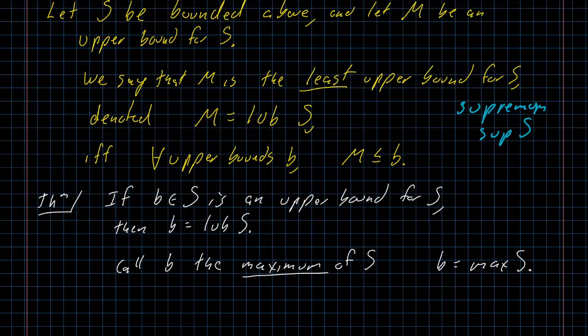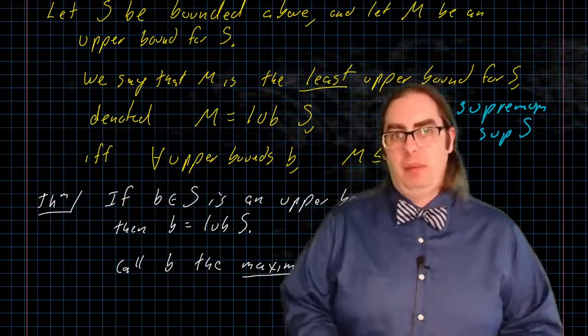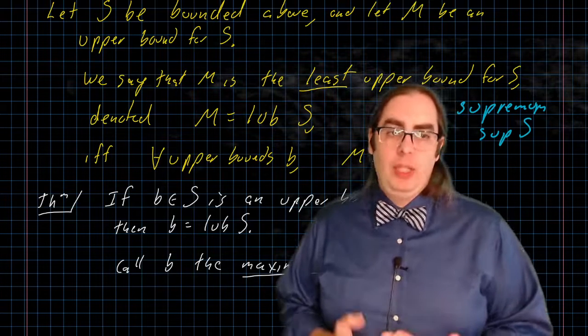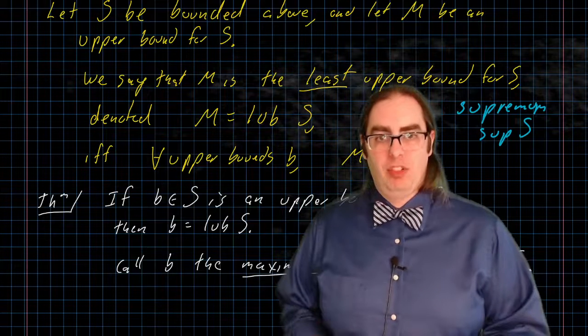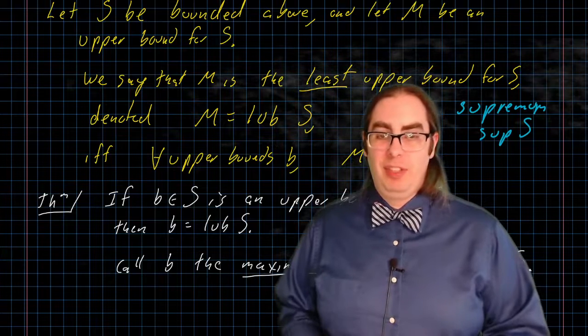And in that case, we will also refer to B as the maximum of S. All right. So if the least upper bound is an element of the set, we give it a different name. We call it the maximum. Mostly that's just as a way of distinguishing.